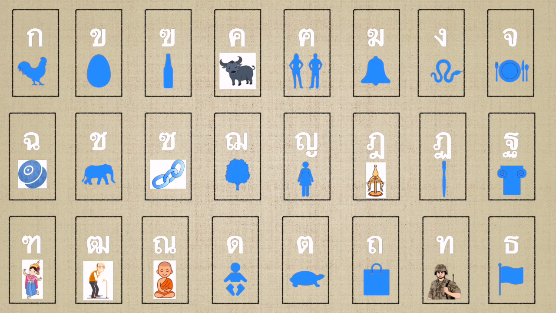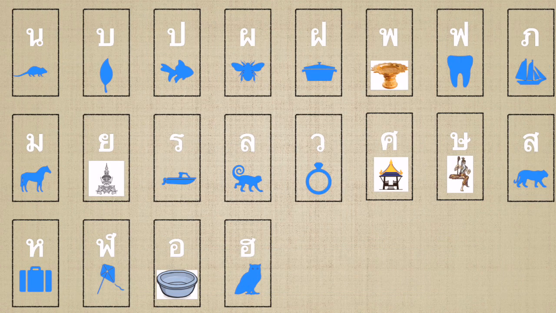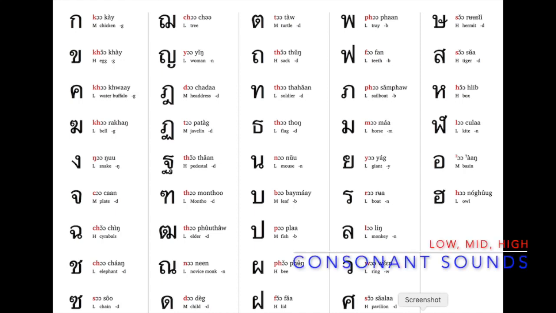Thai alphabets have 44 consonant symbols that produce 21 initial consonant sounds used at the beginning of a syllable and 6 final consonant sounds used at the end of a syllable. Thai is divided into low, mid, and high consonant sounds.